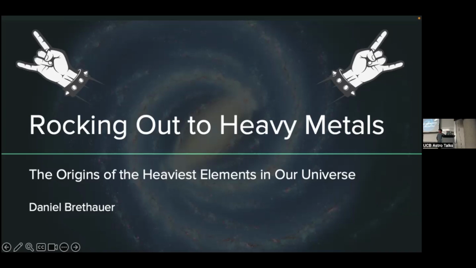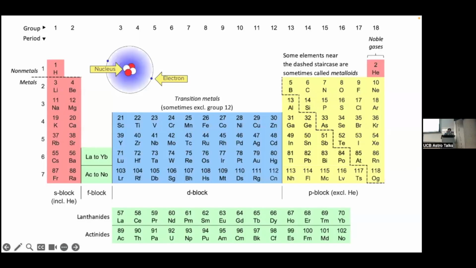Yeah, hi everybody. So as Natalie said, we'll be rocking out some heavy metals tonight, talking about the origins of the heaviest elements in our universe. So just kind of want to do a little bit of a chemistry review for everybody since we're going to be talking about the periodic table and all the elements a whole lot. So here I have our periodic table, and these show all the different elements that we have.